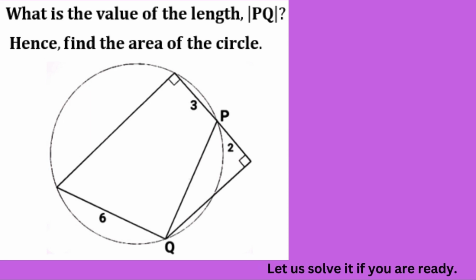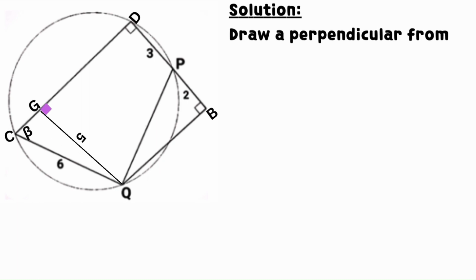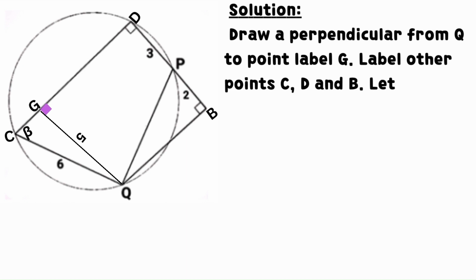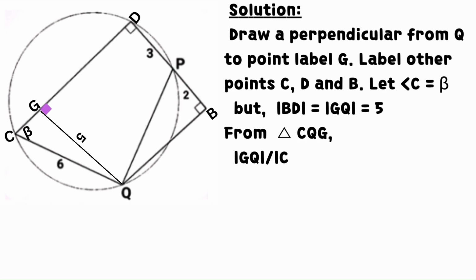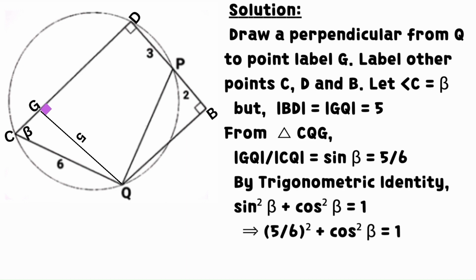Use the figure to solve the required questions. Draw a perpendicular from Q to point labeled G. Label other points C, D and B. Let angle C equals beta. But line BD equals GQ equals 5.